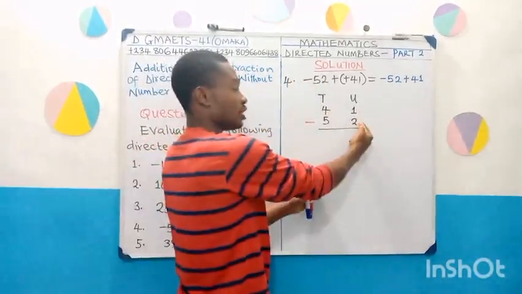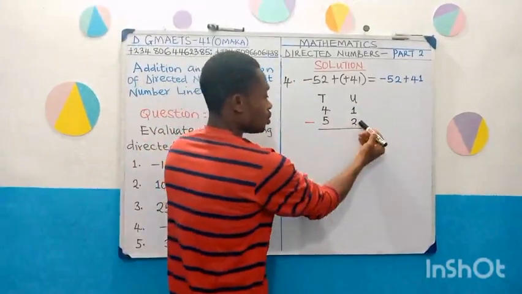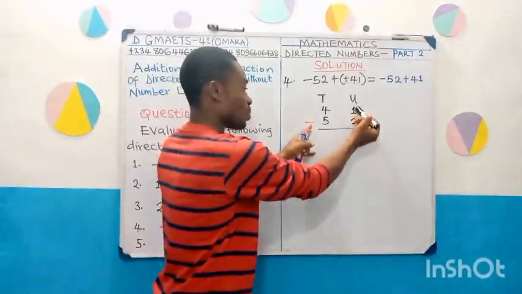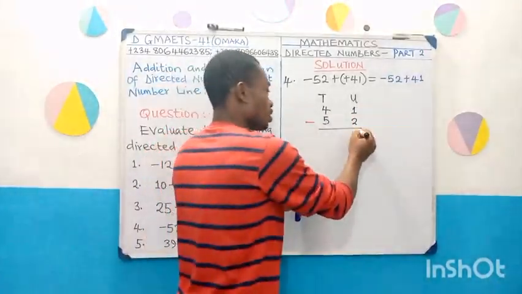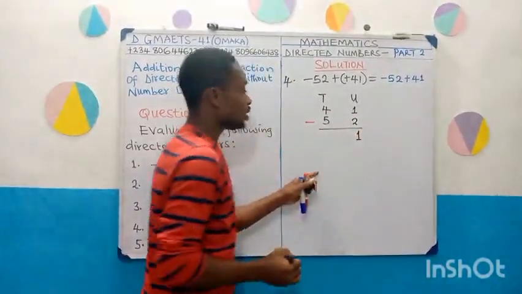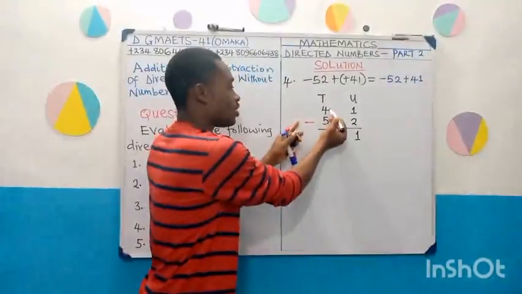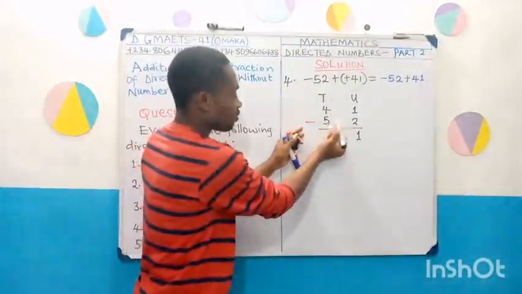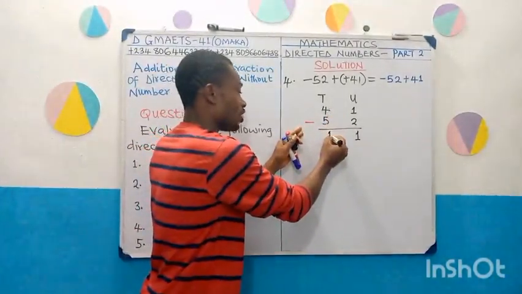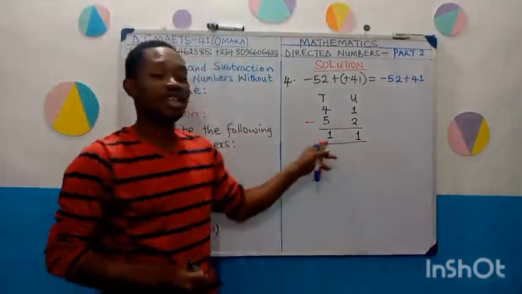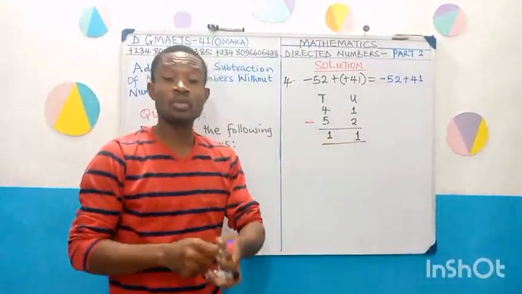We start from units. So it's going to be 2 minus 1, and 2 minus 1 will give us 1. Then we will come here, under tens, 5 minus 4. 5 minus 4 will still give us 1. Then let us check what will be the sign of this 11 we got here as the answer. What will be the sign?